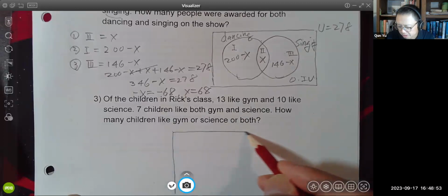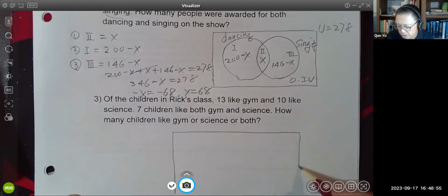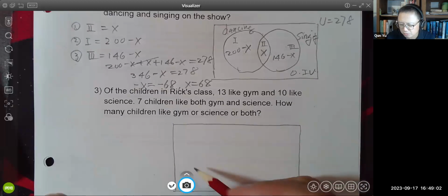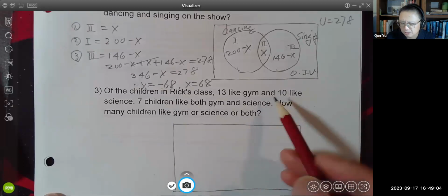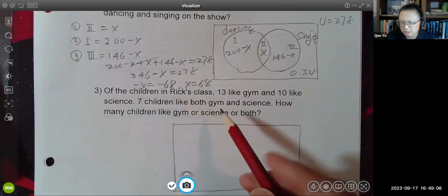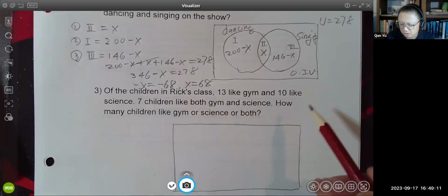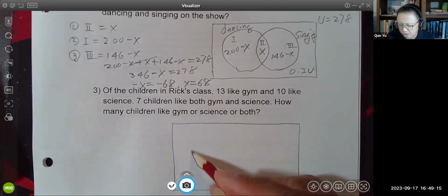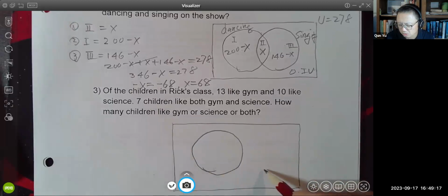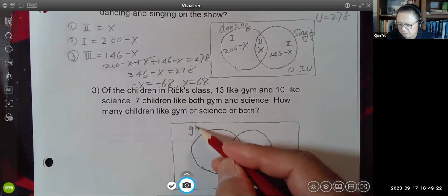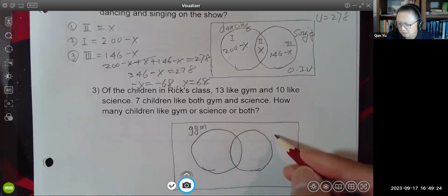We need to set up this basic Venn diagram structure. It's key to have the Venn diagram first. Don't try to look at the numbers and guess the answer. We have 2 different things that separate all of the children in Rick's class into different groups, and those things are gym and science. So we have these 2 groups, or 2 sides, or 2 circles. So this is gym and this is science.